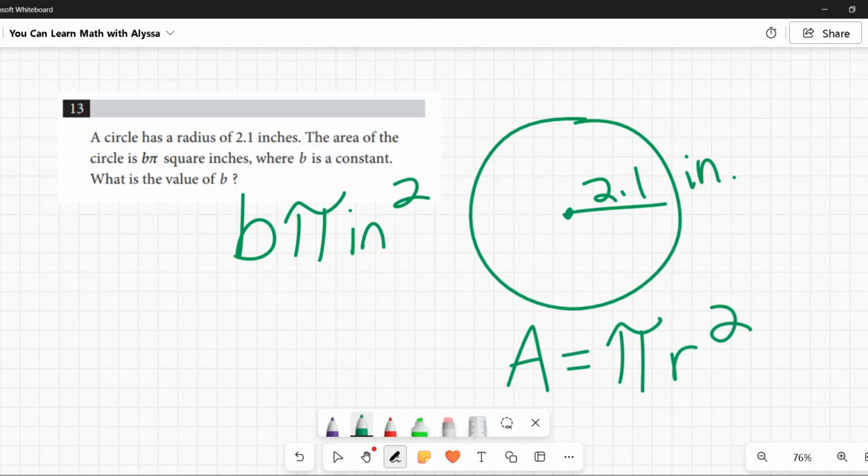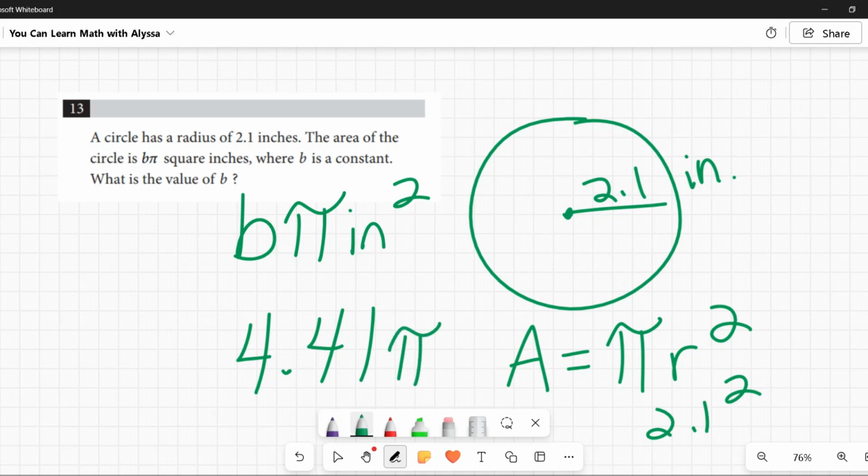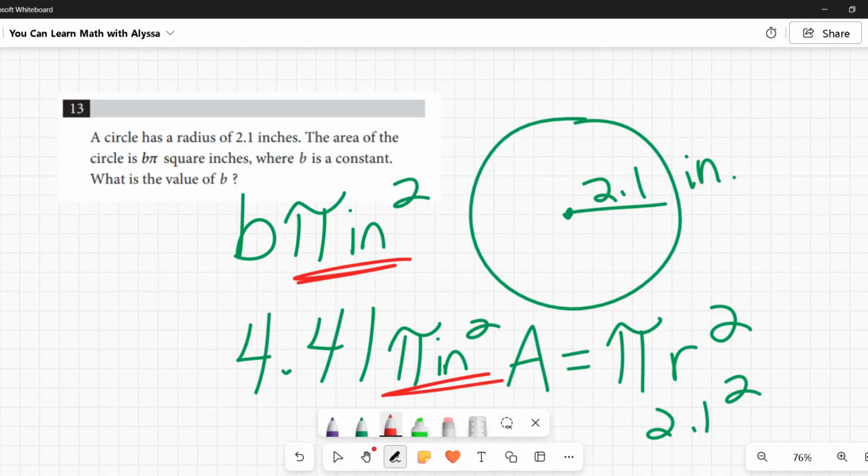So I take that radius here, 2.1, and I'm going to put it in here, and I'm going to square it. 2.1 times 2.1 is 4.41. So the area of this circle is 4.41 pi inches squared. I don't have to do anything else. There's my pi inches squared, b is 4.41. And that's my answer. So just write in 4.41 as your write-in answer, and that is b.